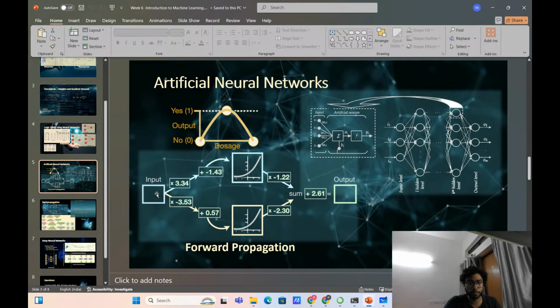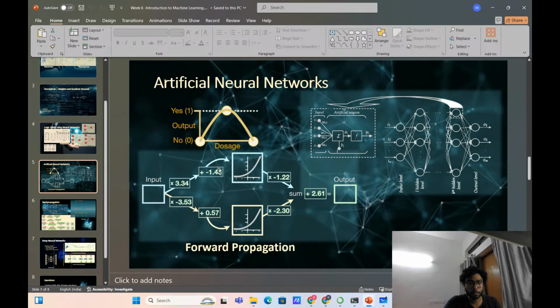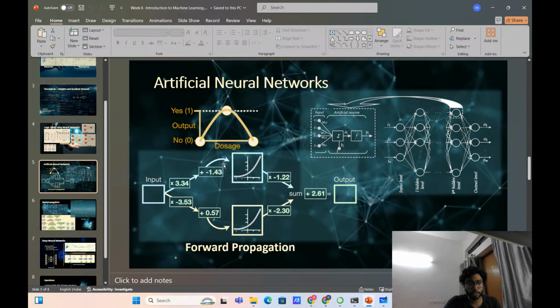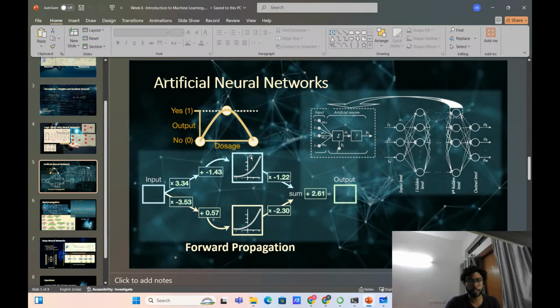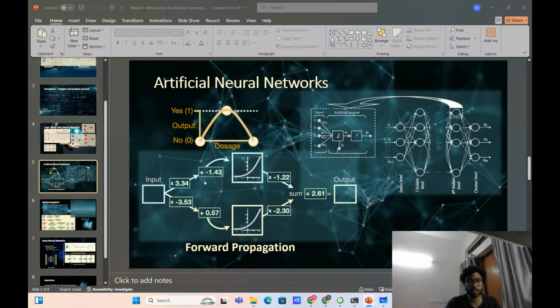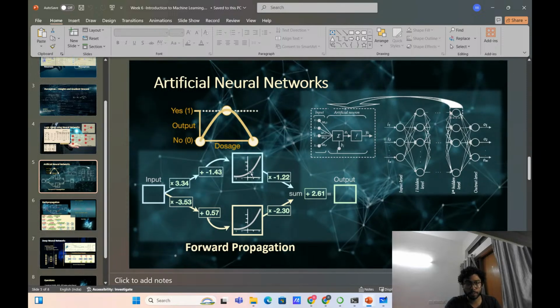So first, I give the input as 0, multiply it with 3.34 plus minus 1.43. Whatever the result I get, I pass it through this softplus function. The softplus function is log of 1 plus e to the power of x. The x value would be basically this, whatever the summation I get. So here, if I multiply it with 3.34 and add it with minus 1.43, I get minus 1.43, and I pass it through this softplus function. Log of 1 plus e to the power of this value, right? So you again use a calculator to calculate this. You get 0.22, right? So after passing it through this function, you get 0.22.